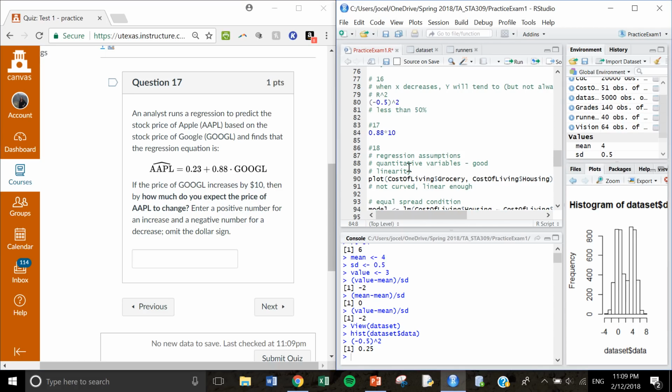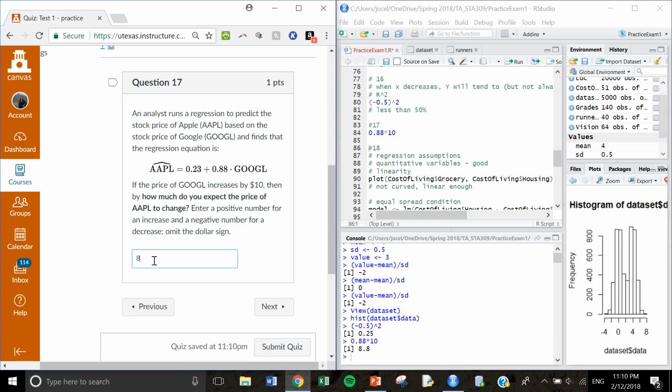So the change in the price of Apple based on the price of Google is just the slope. And we know the slope is 0.88. So you can just do 0.88 times the amount of increase, which is 10, to get 8.8. And if that doesn't make sense to you, we're going to try it a different way.